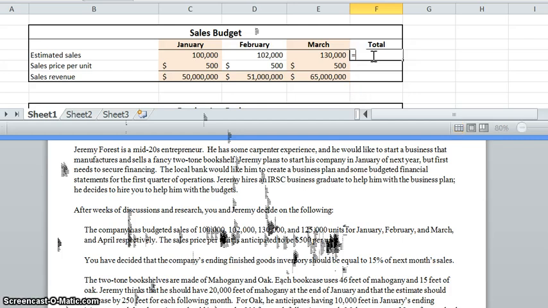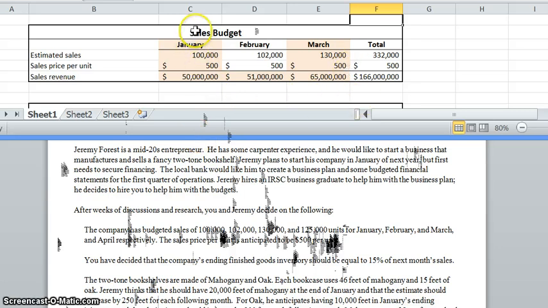Now when it comes to the total column, make sure that you're not just totaling everything up. And this is where an example of if you just don't pay attention to what you're doing could mess things up. For example, the sales price per unit, we're not going to add everything up. We're simply adding up the units. If you did accidentally do that, that would definitely throw off your final answer here.